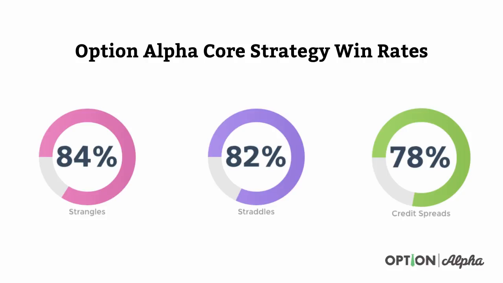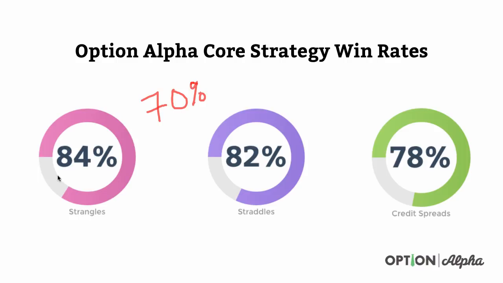In fact, we can kind of prove this concept because we publish our performance and live stats all the time on Option Alpha. Just to give you a sample, our 3 core strategies, which are strangles, straddles, and credit spreads, all option selling strategies, win at 84%, 82%, and 78%. Now, if you think about it, all of the trading that we do here at Option Alpha is placed at the 70% probability of success level.